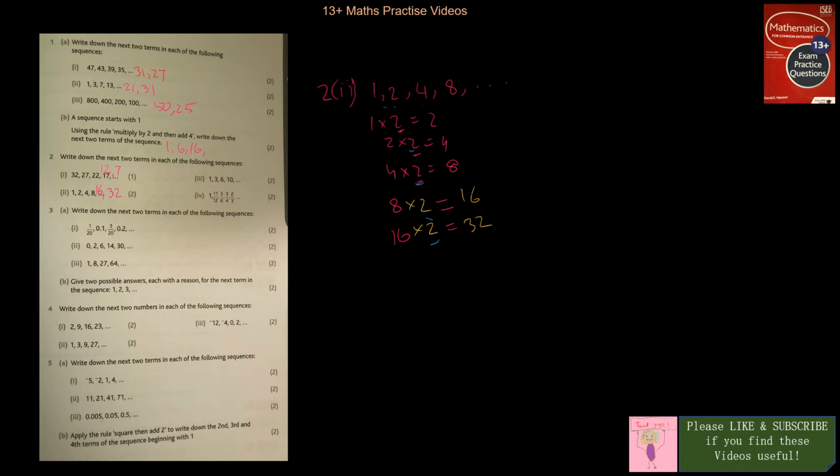So that's how we get this. So 16 and 32 are the next two terms. The third one is 1, 3, 6, 10. So if you have 1, 3, 6, 10, you have 1 plus 2 is 3, 3 and 3 is 6, 6 and 4 is 10, 10 and 5.